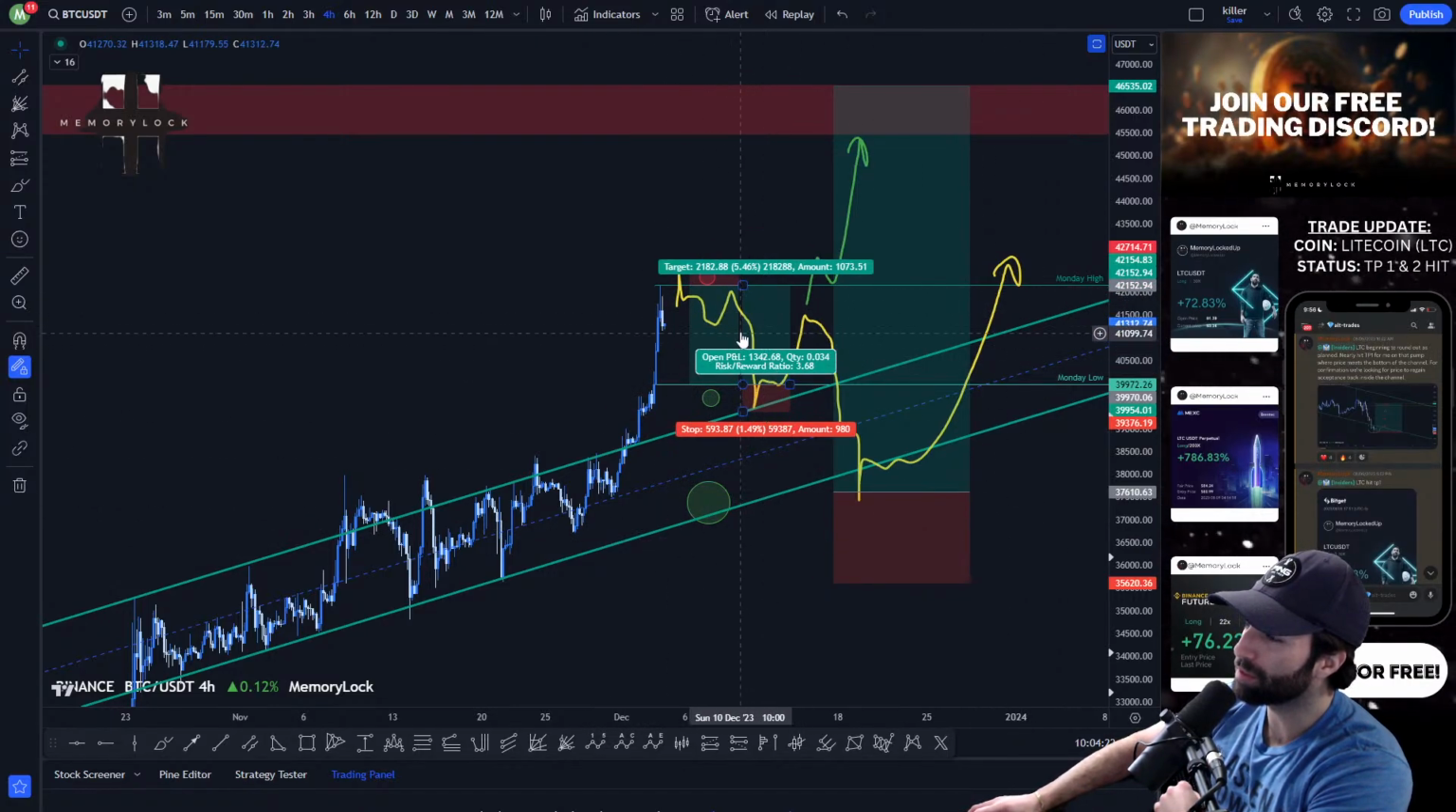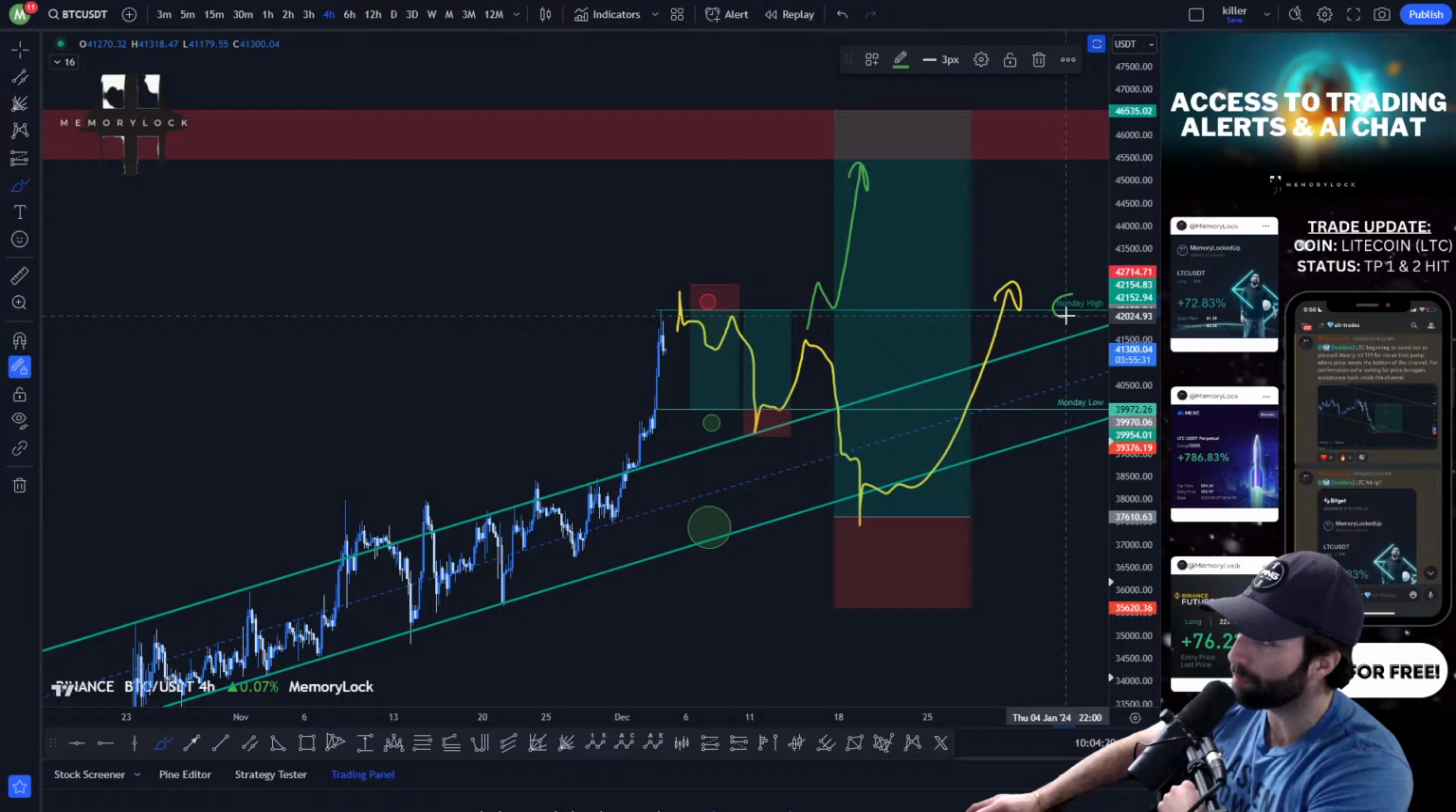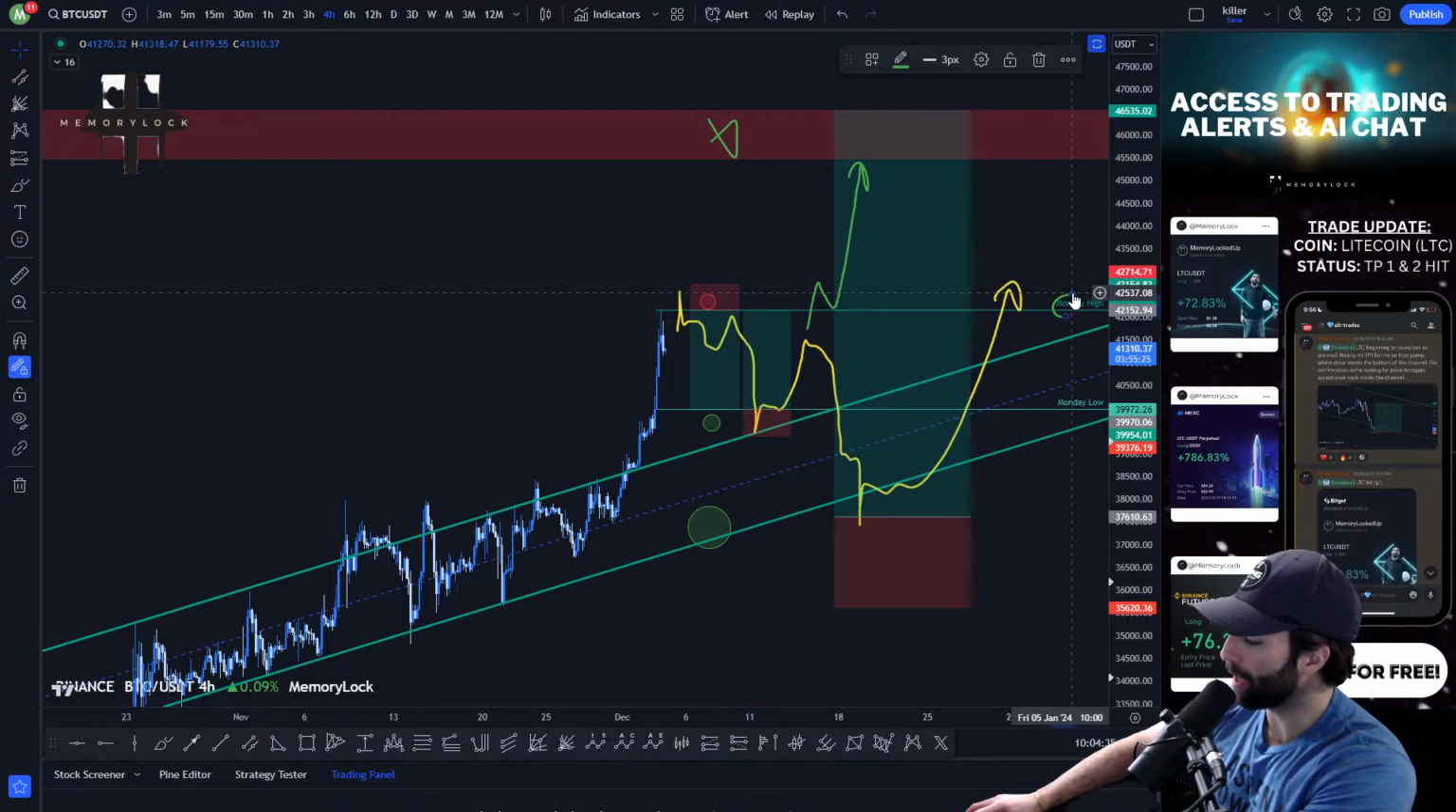So yeah, this is the setup that I'm looking for. This is what I'm thinking. If we do not get the sweep here, I'm just going to let you know, if we gain acceptance above Monday high, we're definitely going up to this level. Okay, so again, I'll post this in the Discord.